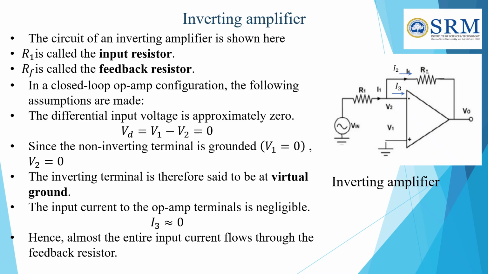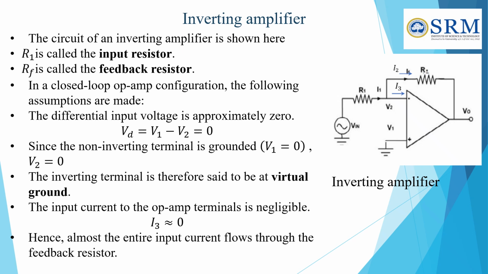The figure shows the inverting amplifier. The circuit is called inverting amplifier because the output signal is 180 degrees out of phase with the input signal. It is one of the most widely used closed loop op-amp configurations. Here R1 and RF determine the output voltage. The ratio of RF by R1 determines the voltage gain.